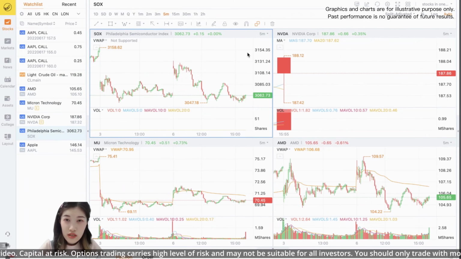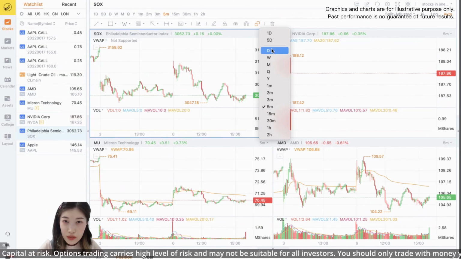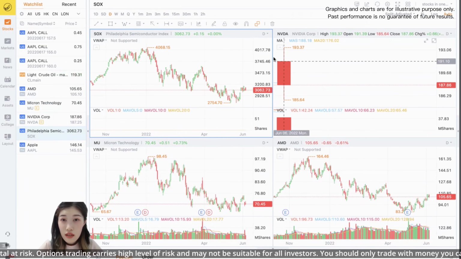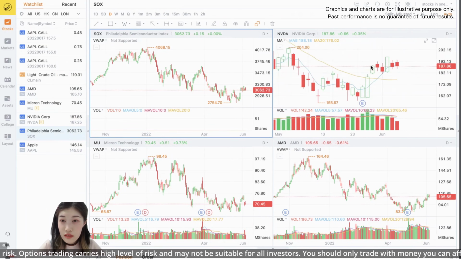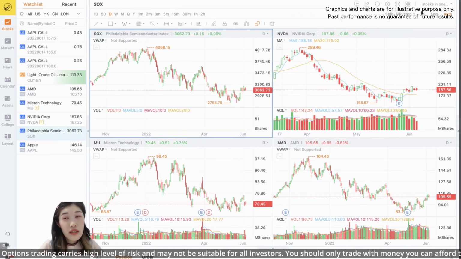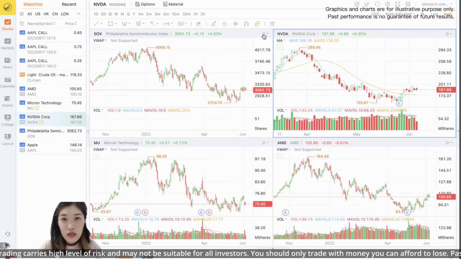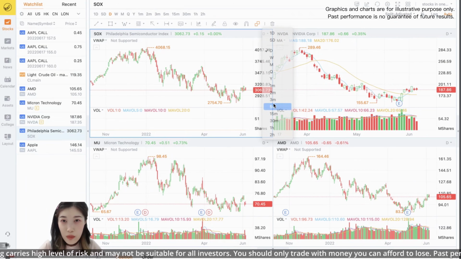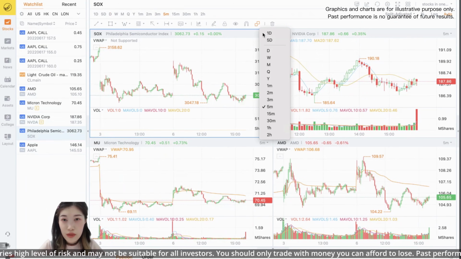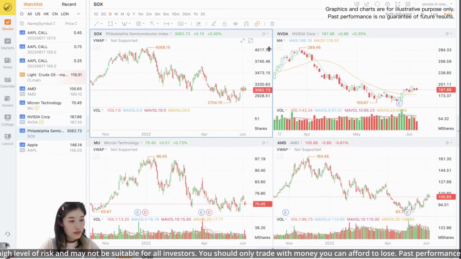Now let's change the time frame to daily. As you can see here, since we already set them to sync intervals, whenever I change the time frame on one chart, the rest should refresh altogether.